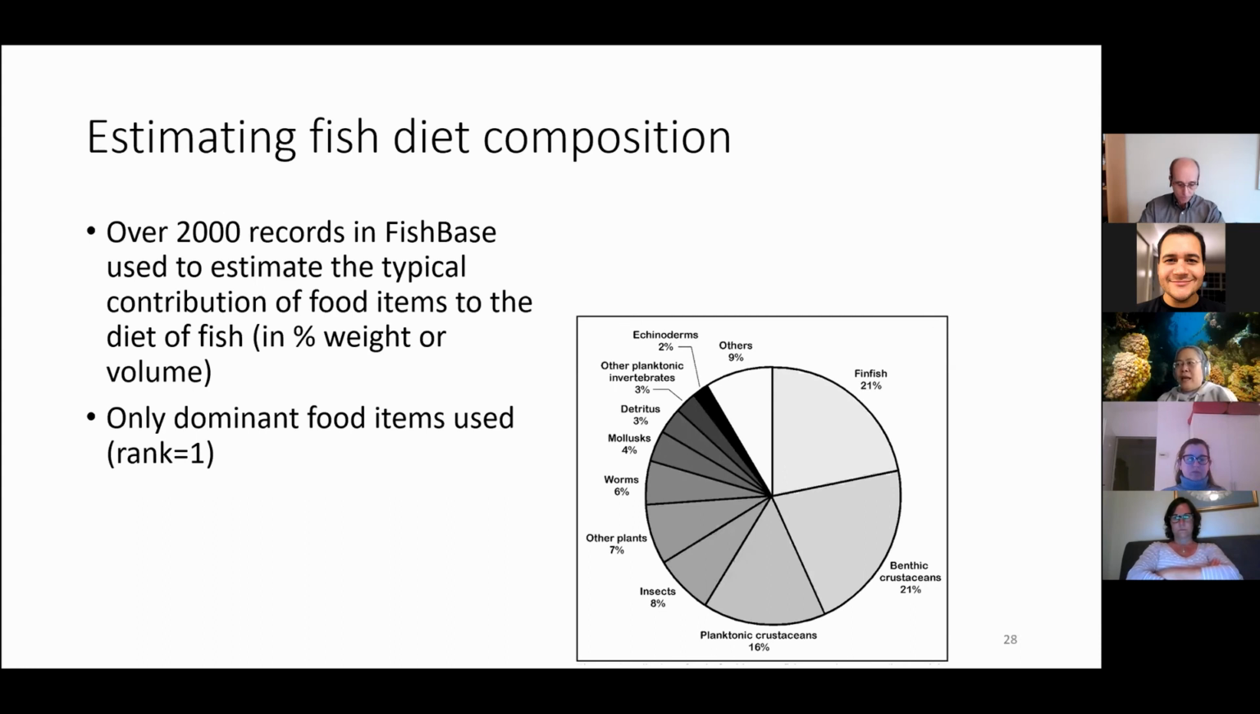Of course, we know it has to make up 100%. We also used only dominant food items, those that keep occurring in the food items table for a certain species. So we only use those that keep occurring. Anything that is rare is not used.